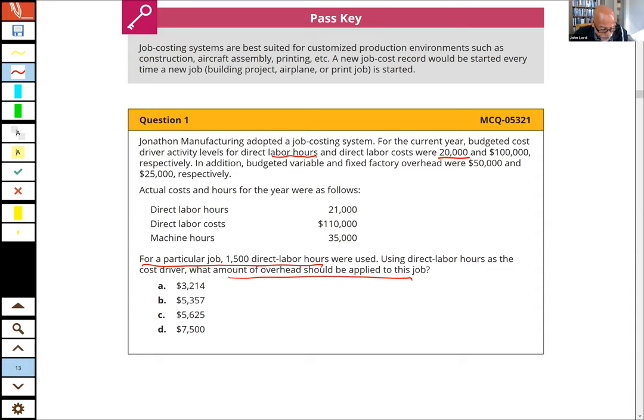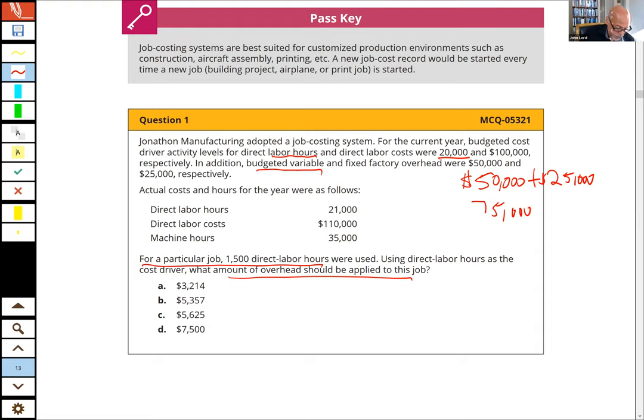They tell me that in addition, budgeted variable and fixed overhead are 50 and 25,000 respectively. Now look, I really don't care whether it's fixed or variable for these purposes. I know that these are my estimated, budgeted overhead. So 50 plus 25,000 means I'm budgeting that I'm going to have 75,000 of these overhead costs that are, by definition, too difficult to trace directly to the job. I'm calling it overhead, it's indirect.